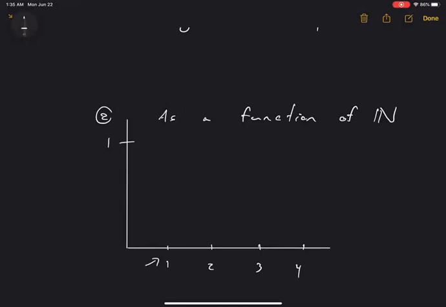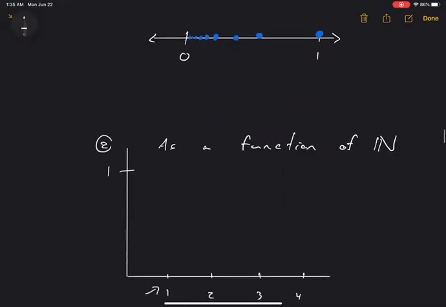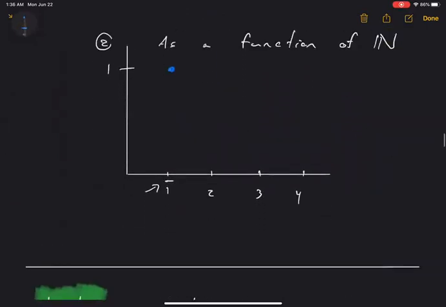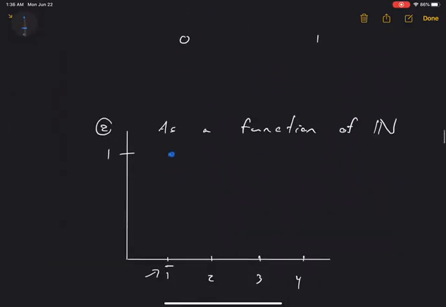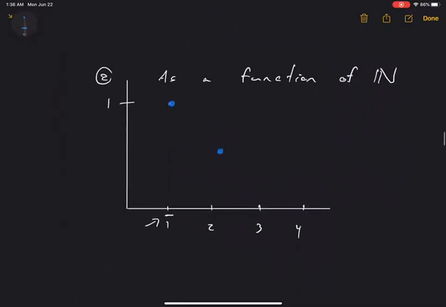graph A1. So maybe A1, let's use this sequence again. So at this x value 1, I plot A1, which is, I'll do it in blue again. A1 is 1. And then at 2, I graph A2, okay? A2 is 1/2. And then at 3, I graph A3, which is 1/3. And then A4 is 1/4. Okay. And then I continue going on.